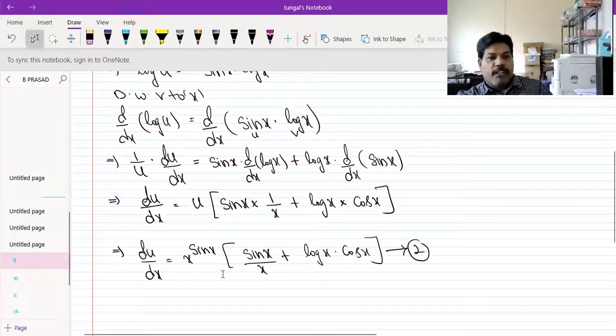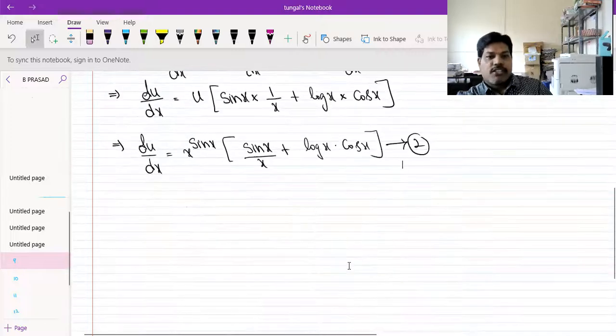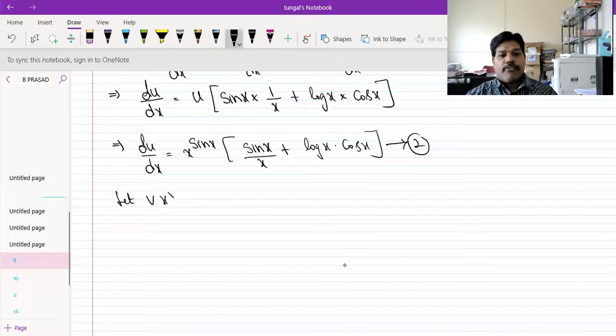Then next we have to take this function sin x power cos x as a v. So next I will take let v of x. What is v of x, students? v of x is nothing but sin x power cos x. You can take this function as v.